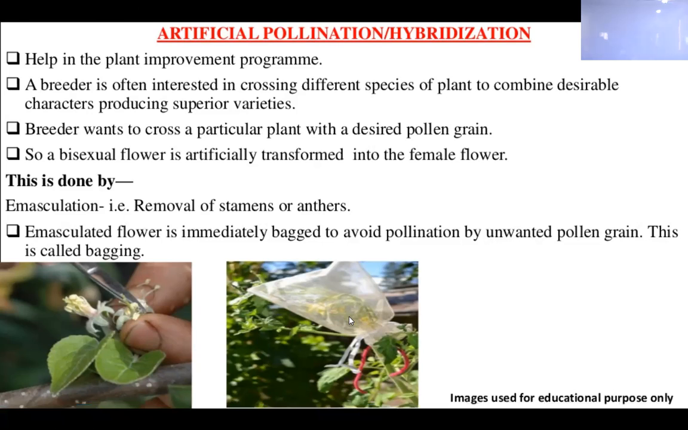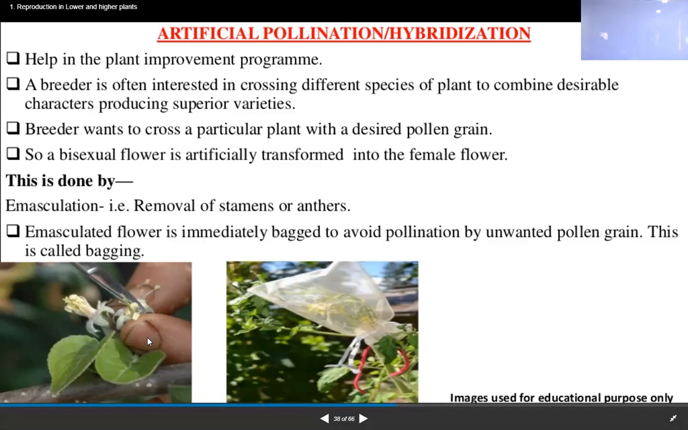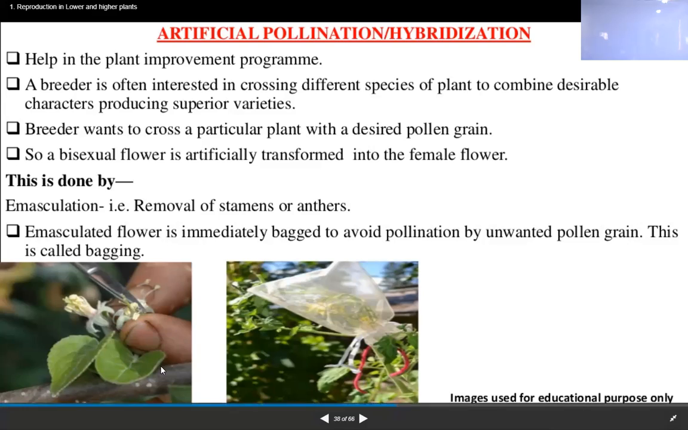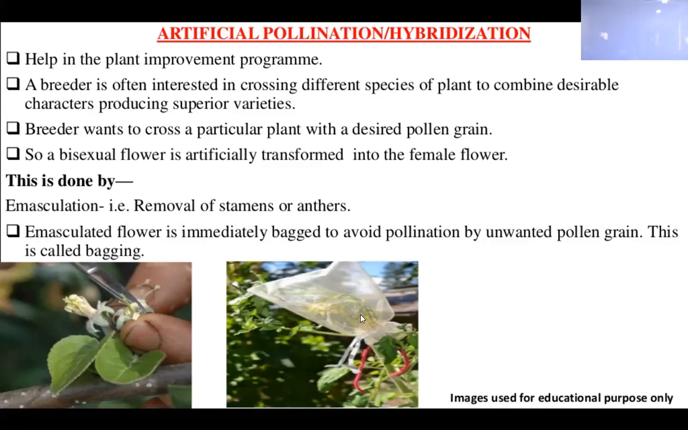Here you can see the emasculated flower, from where we have removed the pollen grains. When we do that process, it is immediately bagged to avoid further pollination by unwanted pollen grains. This should not happen, unwanted pollen grains can arrive, there are chances, because we have different agents. Understood? So this is called the bagging process. In this diagram, you can observe how you are going to remove the stamens or the anthers, and followed by this, the bagging process is immediately done to avoid pollination by unwanted pollen grains. Clear?